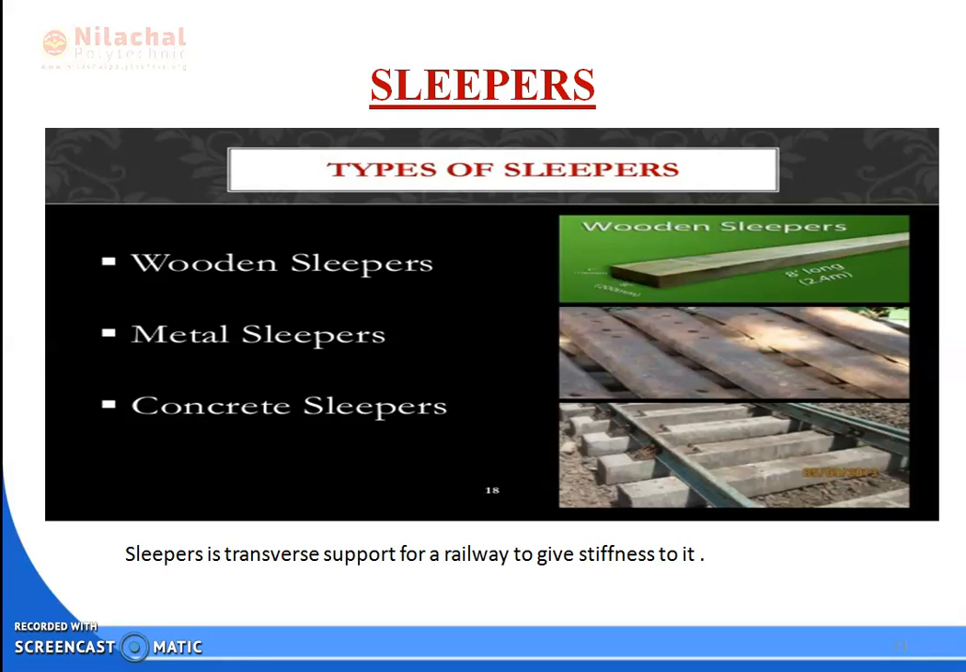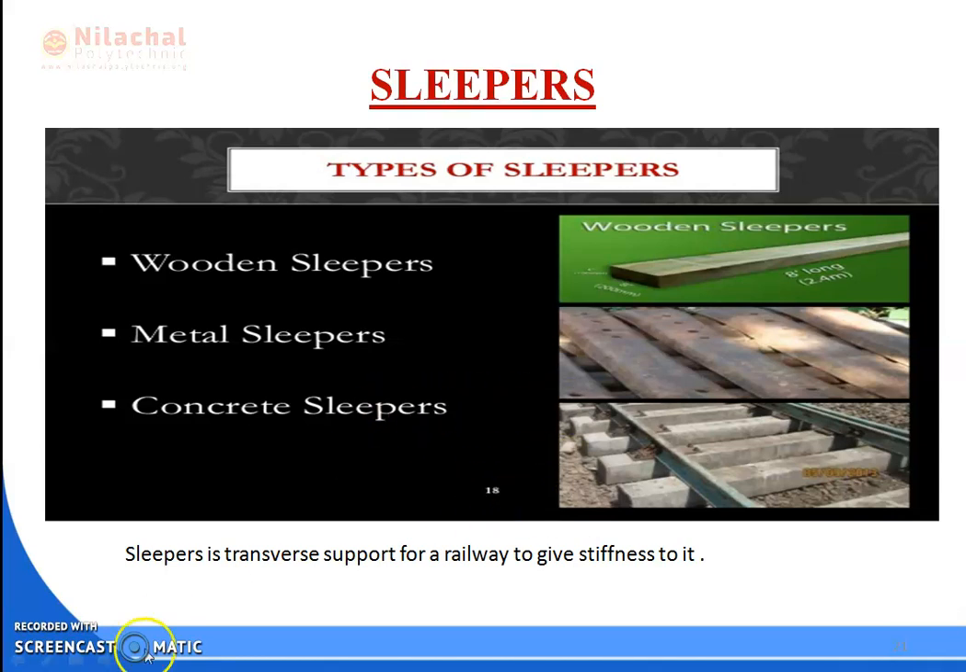Okay, and here there are no chances of gauge widening, and there is no difficulty in track circuiting. But its disadvantage or demerit is that it is not suitable for manual packing, and the damage is very heavy in case of de-alignment.